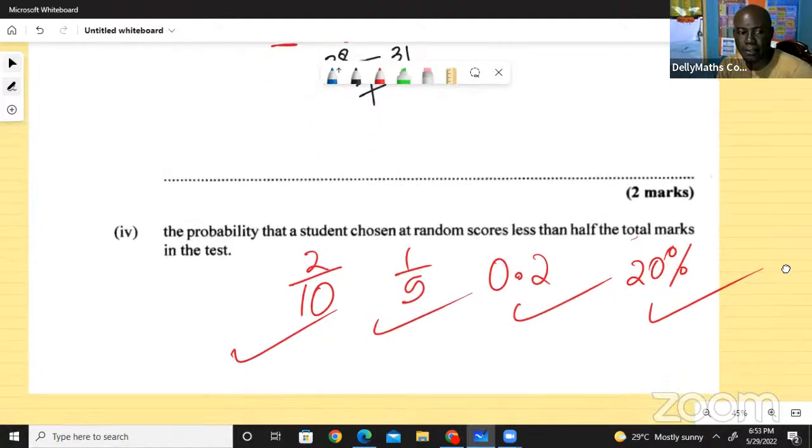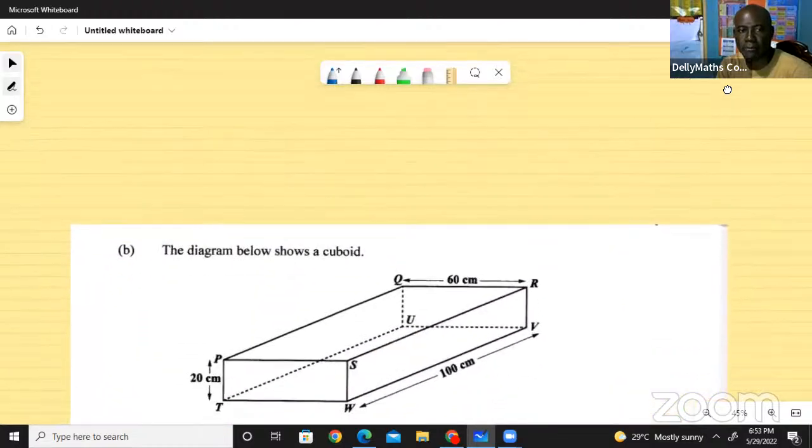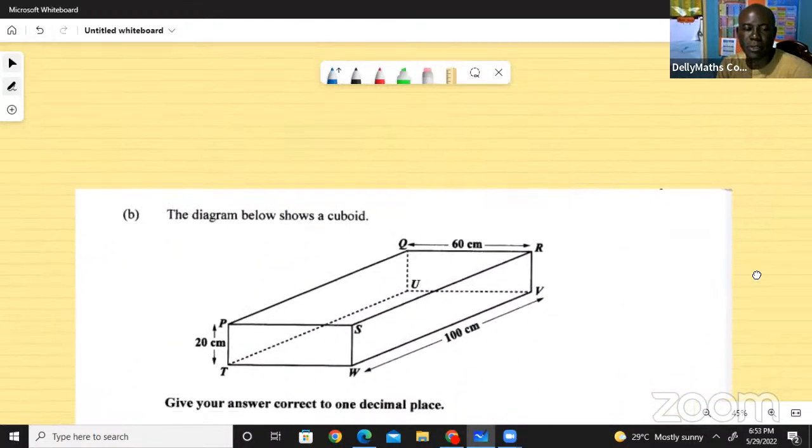All right. Going. All right, there it is.